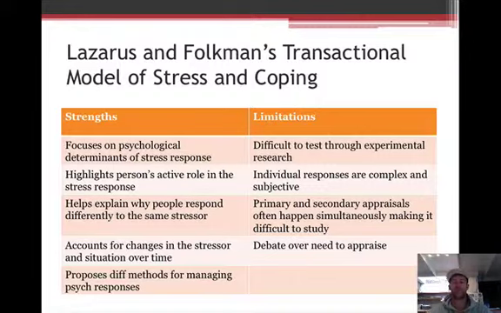The limitations. This is hard to nail down in research. We can't prove this or disprove this really 100%. That's an issue. Individuals' responses are complex and subjective, which makes it hard. Also, debate over the need to appraise so many times. There's still some debate going on over that. Okay. Also, primary and secondary appraisals often happen simultaneously, making it difficult to figure out which one's which.